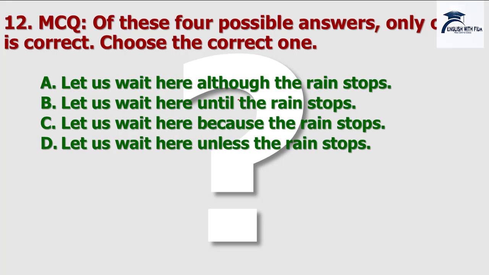Let us wait here although the rain stops. Let us wait here until the rain stops. Here we are not supposed to use a comma because these conjunctions are not FANBOYS conjunctions. We can use a comma only when we have a FANBOYS conjunction in the center of two independent clauses.